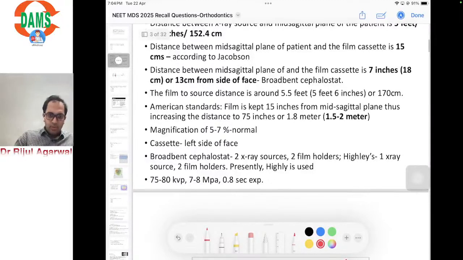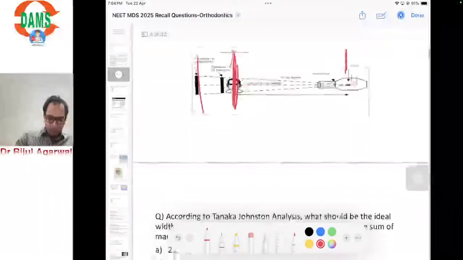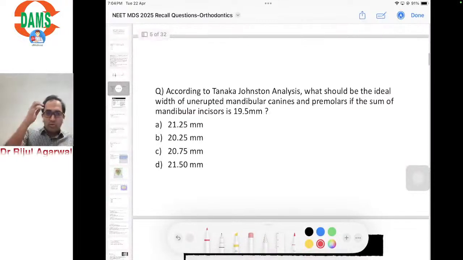Okay, so the rest of the factors: the magnification factor is 5 to 7% in a lateral cephalogram. Cassette is generally kept on the left lateral side of the face. Okay, and the KVP and mA values are as such. Okay, moving ahead. So just confirm with me whether the language of this question is correct or not.